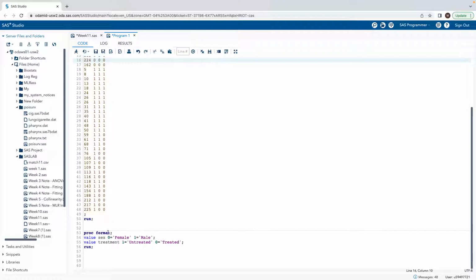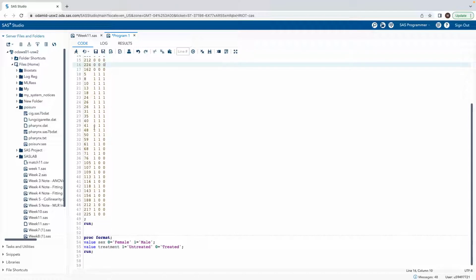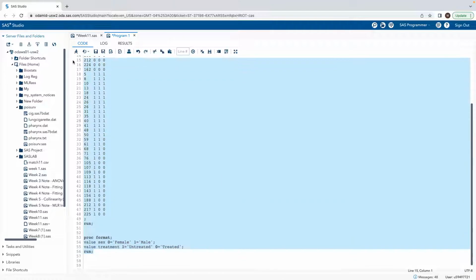So when I did a test run of this, I saw that treatment was causing hazard, and since I just made this data up and was too lazy to go back and change it, I just switched the label. So now one is untreated and zero is treated, just so it looks cleaner when I actually show you the analysis. And zero is female, one is male. So let's read that in.